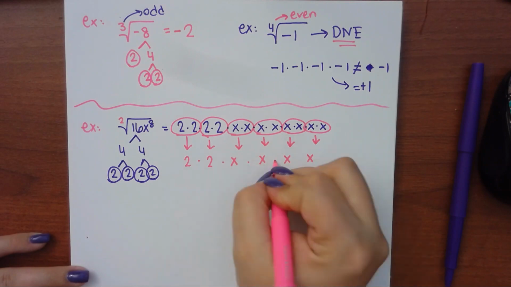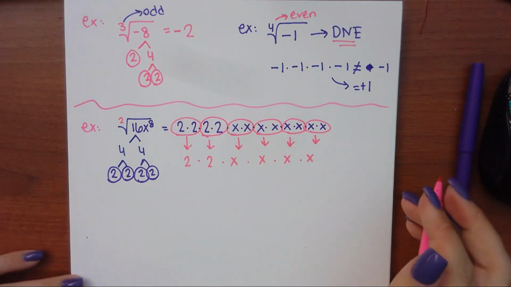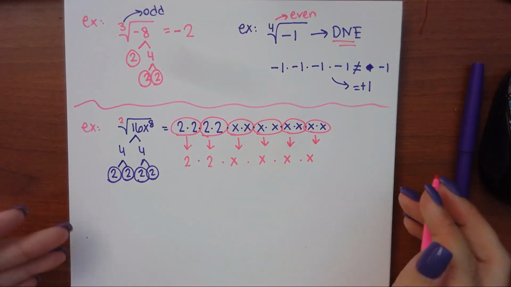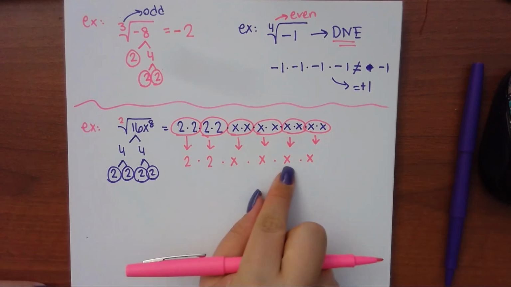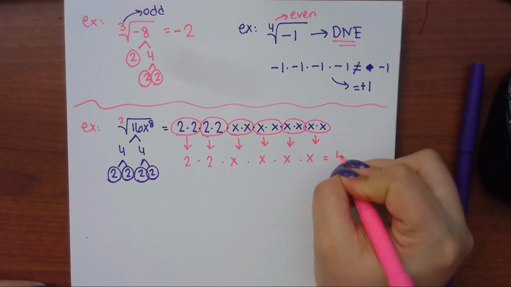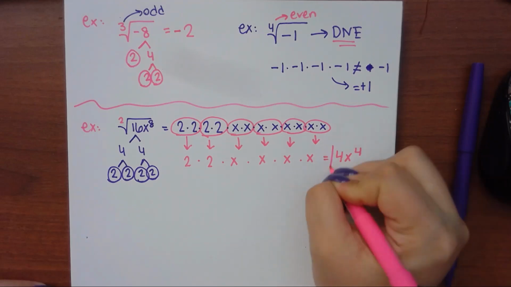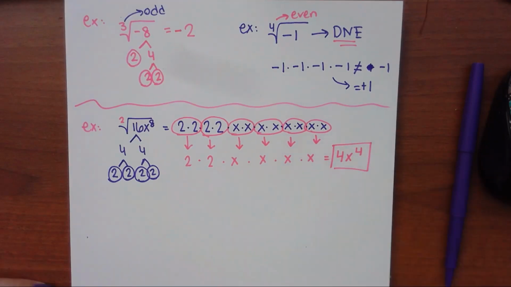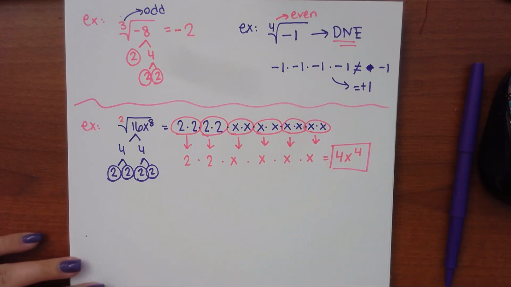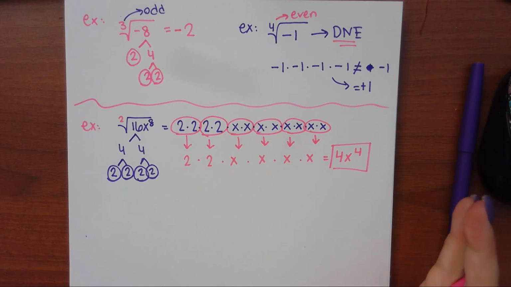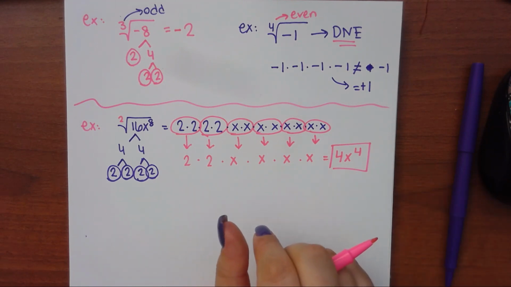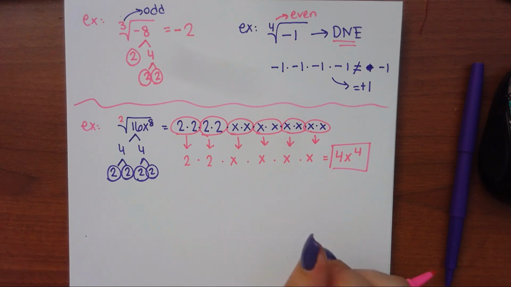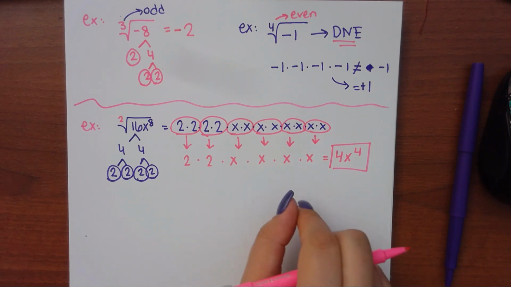Now, there is nothing left under the radical because I have nothing uncircled, okay? So in this case, I have 4x to the, how many x's? 4 of them. So it's 4x to the 4th power. So this is how I simplify this. However, it's not the only way to do it. And it's not the best way to do it. Writing it out works nicely for problems that are like fewer than maybe 10 exponent-wise. But if your exponent is 32, you're not going to want to write out 32 x's.